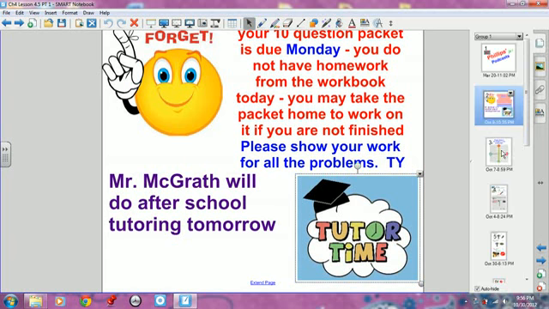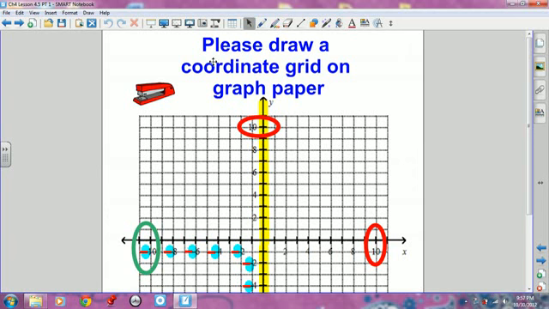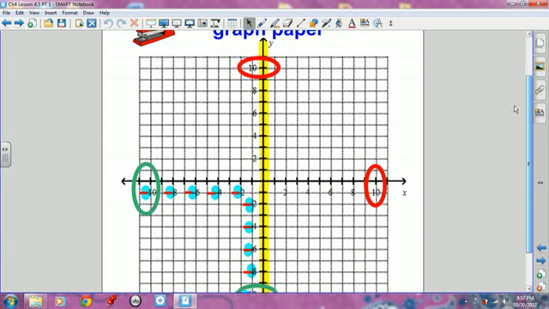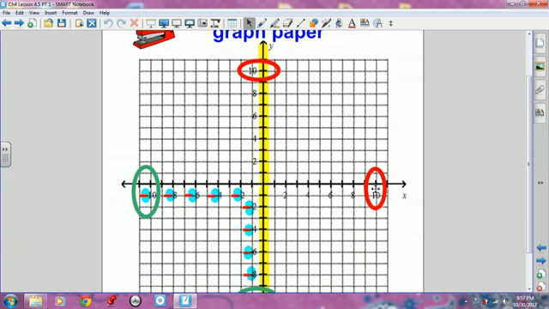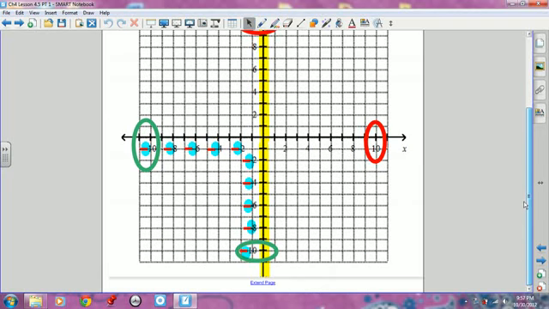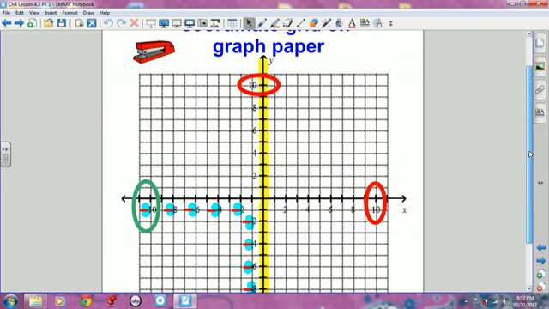Don't be square. Please take out a piece of graph paper. I'm going to ask that you draw a coordinate grid on your graph paper. As always, go right 10, go up 10, go left to -10, and go down to -10.